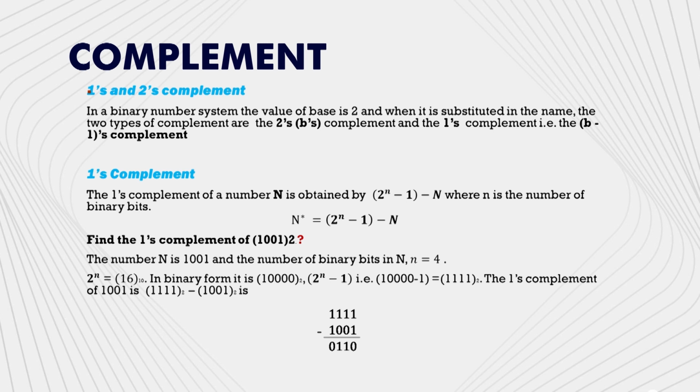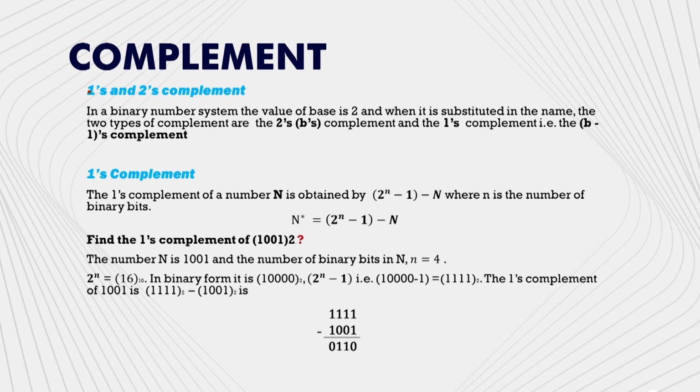I have to find the 1's complement of a binary number N. How is it obtained? It is obtained as 2 raised to n, where the small n indicates the number of binary bits, minus 1 minus the capital N. Therefore, the 1's complement of a number, which I write as N with an asterisk, is equal to 2 raised to n, minus 1, minus N, where N is the binary number whose 1's complement we have to take.